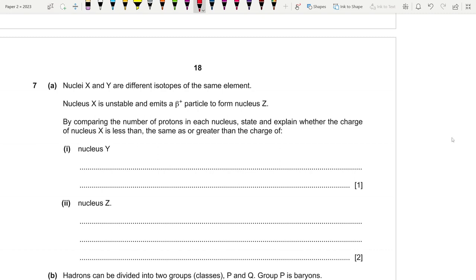Okay, so they're different isotopes of the same element. So basically, remember, if you're isotopes of the same element, you have the same proton number but different mass number. For example, let's consider that X is carbon 12, so it might be 6,12, while Y is something like carbon 13, which is 6,13. Okay, I'm just using an example. Same proton number, different mass number. Now, what happened was, basically, it decays to form a beta plus particle.